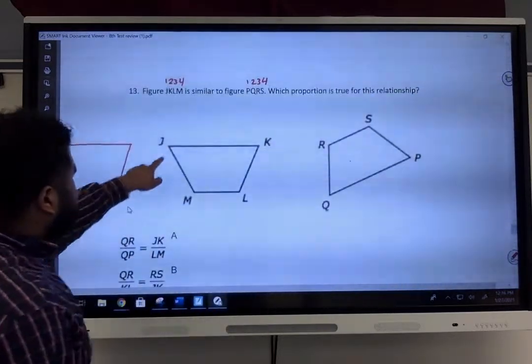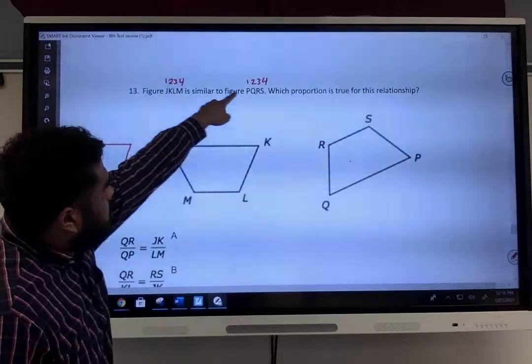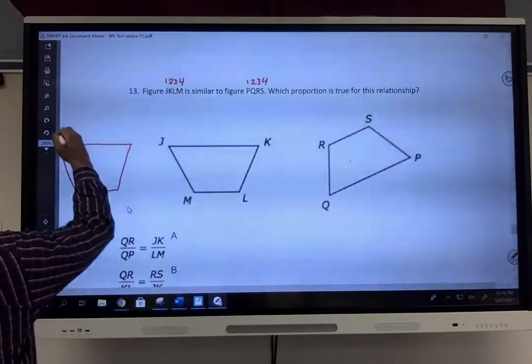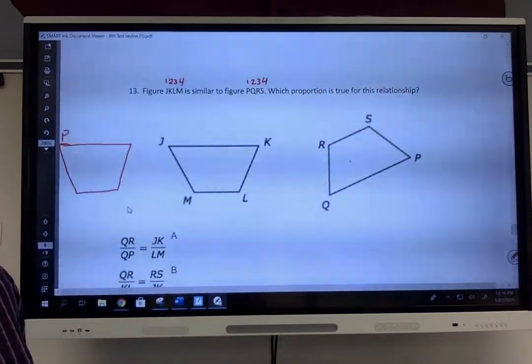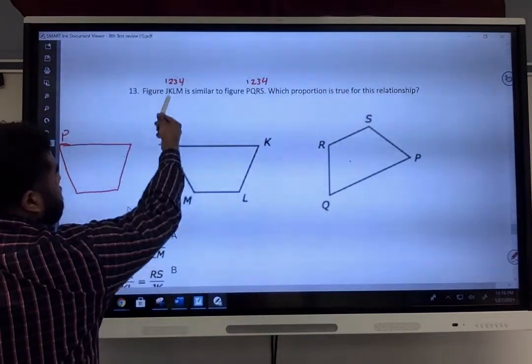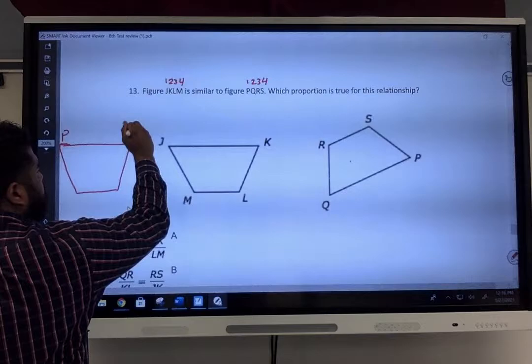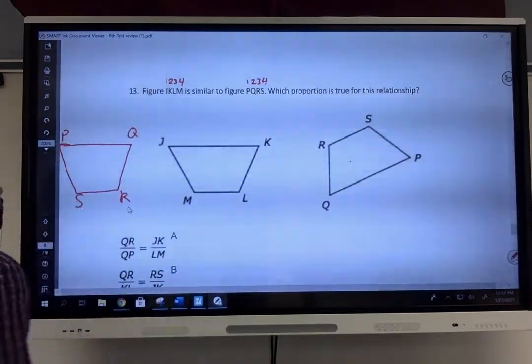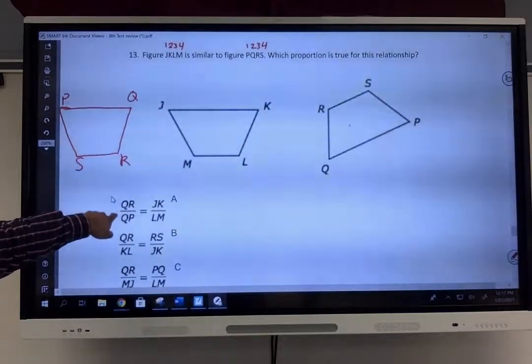So now, where is J? J is number 1. We go to number 1 over here, and that's P. So wherever J is on this shape would be P on the other. What about Q? It's going to match up with K. K is right here. Q is going to go right here. And then R and S. Okay?